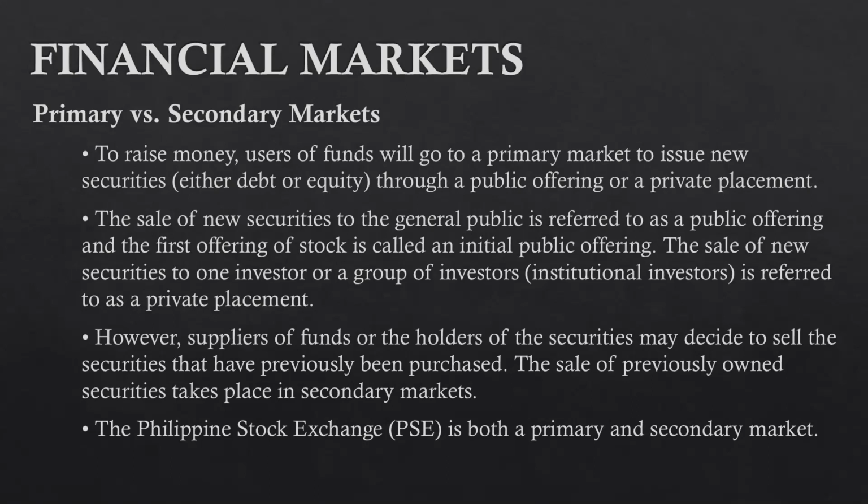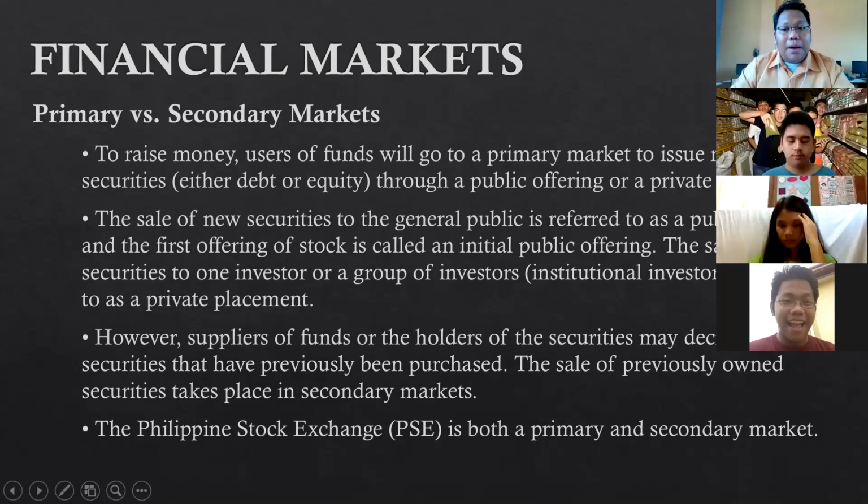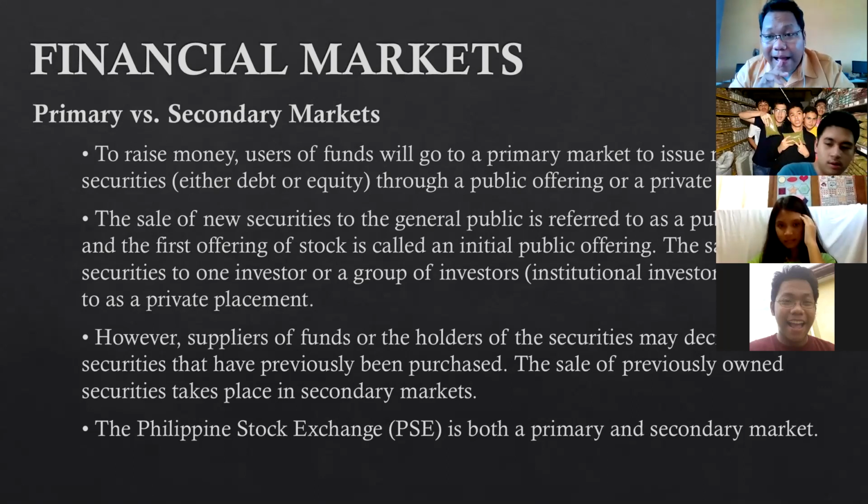So what happens here is, assuming that Nathan has a company and then Nicole has bought some shares or bonds from Nathan's company. What Nicole then did later on was to offer in the Philippine Stock Exchange the shares that she bought from Nathan, now making the Philippine Stock Exchange a secondary market. Any questions so far? Why is it primary?